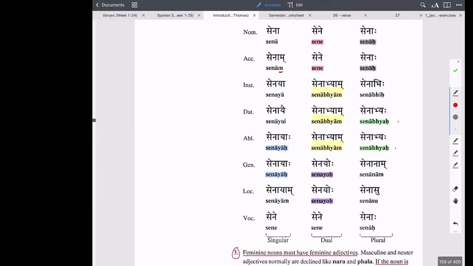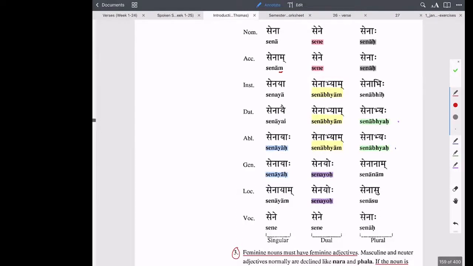Okay. How about Rama is in the army? Ramaha senayam asti. Good.